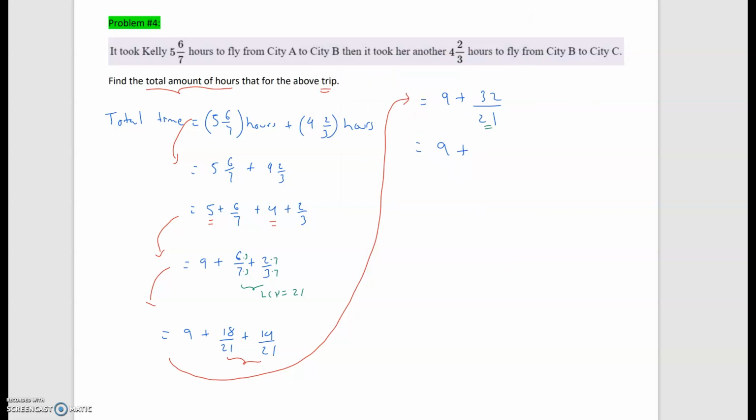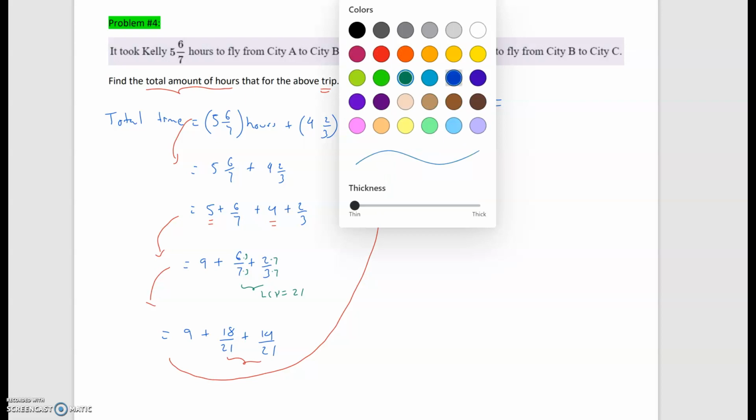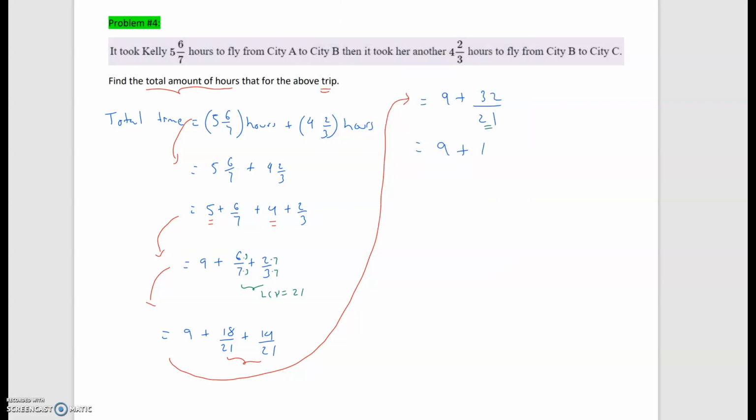So we're looking at 1, so 1 and 11 over 21. And another way to express this one is 10 and 11 over 21, technically hours. And let me double check the division. Yeah, we're good on the division.